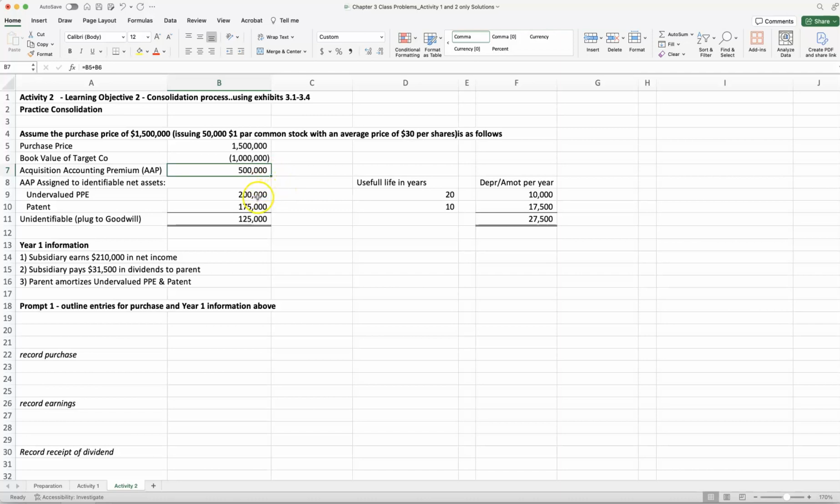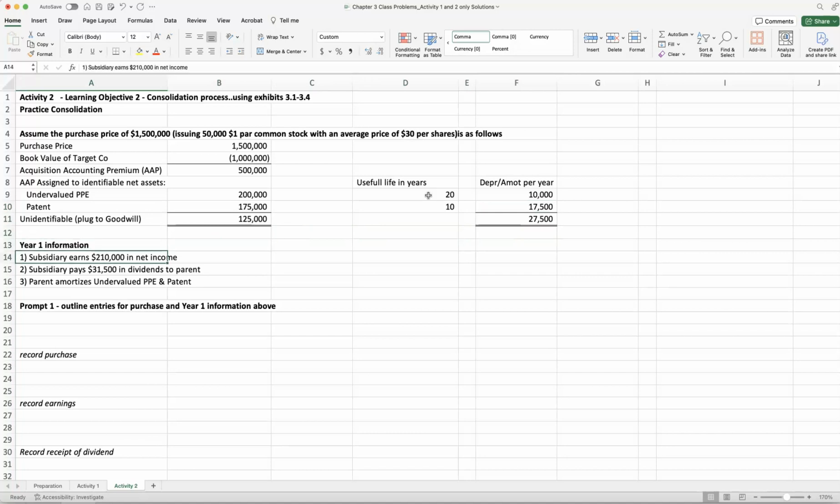and we're trying to decide what to assign that to. And the problem tells us that $200,000 of the $500,000 is undervalued PP&E. $175,000 is a patent that's not recorded on their financial statements. And anything that's left over we'll call goodwill. Notice over here to the right, we've also got the useful life in years of the PP&E, the useful life of the patent, and then how much we'll need to depreciate or amortize it per year.